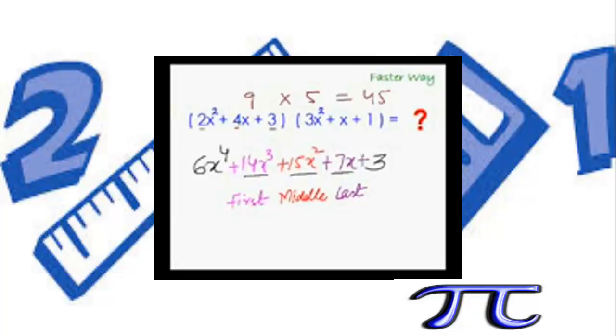So, if the coefficients of our answer add up to 45, then our answer is absolutely correct. 6 plus 14 is 20, 20 plus 15 is 35, 35 plus 7 is 42, 42 plus 3 is 45. See? It's absolutely correct.